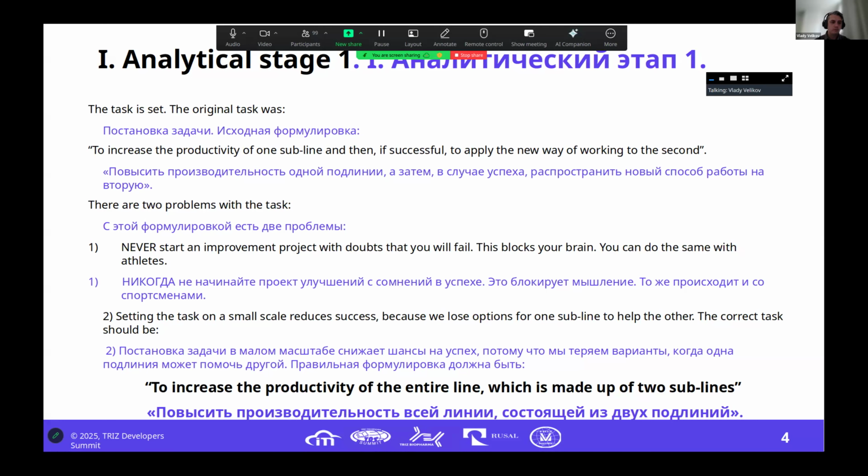And I gave them an analogy with a sportsman. If you say to one runner, you have to do it in 10 seconds, and if he says, okay, I'll try, maybe, your brain will block all the improvements. So we have to start with the thinking, we'll do it. And the second is that doing a small scale also reduces our chance to be good. So I changed the task to increase the productivity of the entire line, which is made of two sublines.